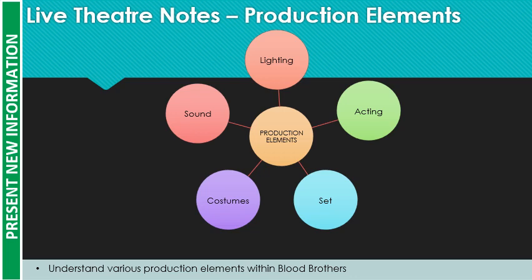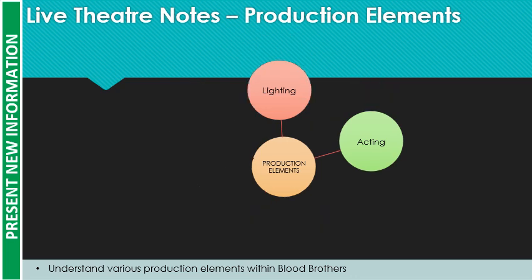That includes furniture, props, and if you can see in the set in the YouTube clip, they've got quite a lot of scaffolding around, which makes up those houses. Costumes and sound. Now, sound does include music for the singing and sound effects. All of those make up the production elements within Blood Brothers.